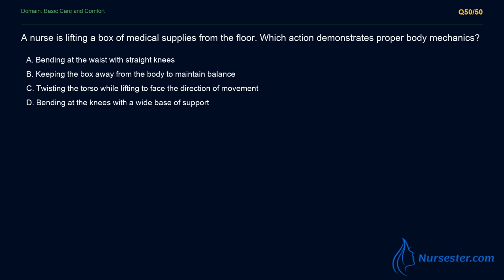Question 50. A nurse is lifting a box of medical supplies from the floor. Which action demonstrates proper body mechanics? Option A, bending at the waist with straight knees. Option B, keeping the box away from the body to maintain balance. Option C, twisting the torso while lifting to face the direction of movement. Option D, bending at the knees with a wide base of support.